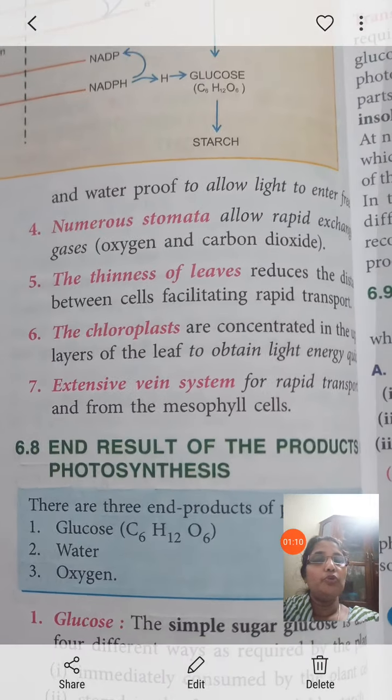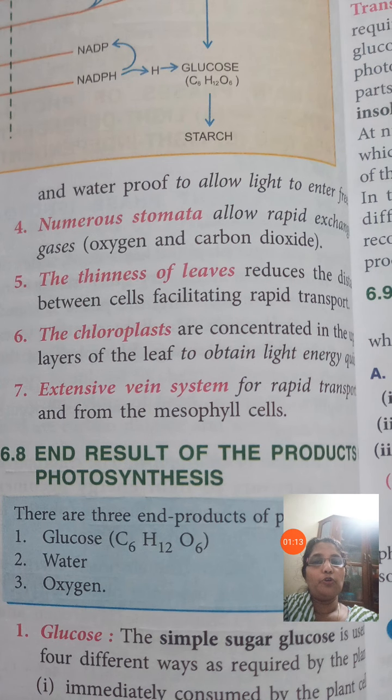Then there are numerous stomata to absorb enough carbon dioxide and to send out oxygen. The leaf is adapted so that its lower side has a lot of stomata. Then the leaf is very thin, so it allows rapid transportation, and exchange of gases is easier for the leaf. Then the chloroplast: we know that in the upper mesophyll, the palisade cells have more chloroplasts inside them.